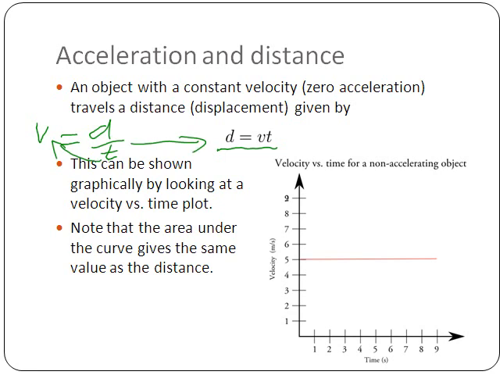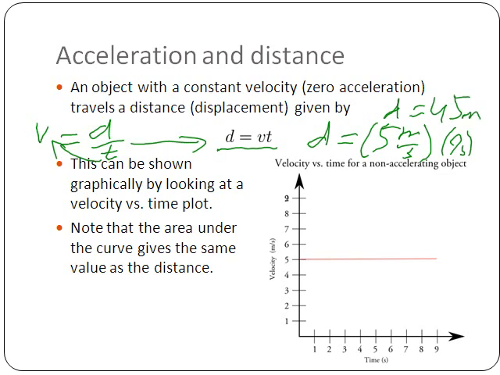Let's suppose we have some object which is moving at a constant speed of 5 meters per second, and it's going to do this for 9 seconds. The distance it travels is equal to the velocity, 5 meters per second, times the time, which in this case is 9 seconds. And so we get that the distance the object travels is 45 meters. Pretty straightforward, simple math.